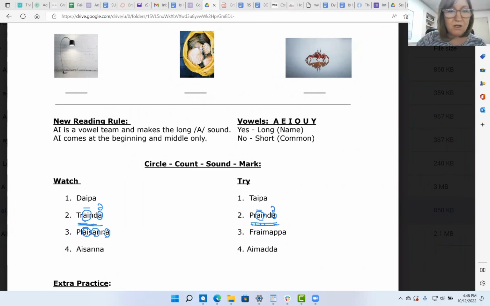So let's see, 1, 2. One of them is not another vowel. So no, this is not going to say its name. It's going to say its regular sound, a. That is marked with a breve. And A's at the end make the schwa sound. So this word is p-l-a, s-a-n-a, play-sana, play-sana. Your turn. Number 3.